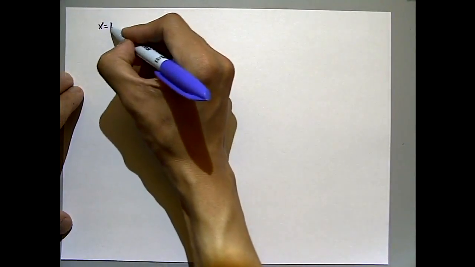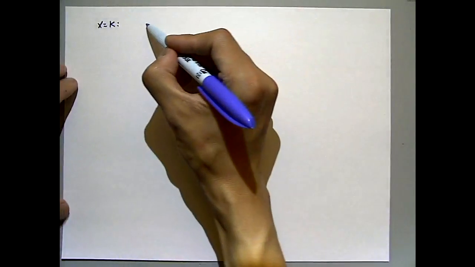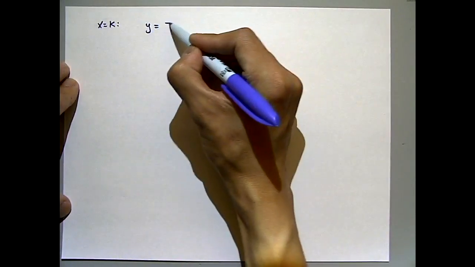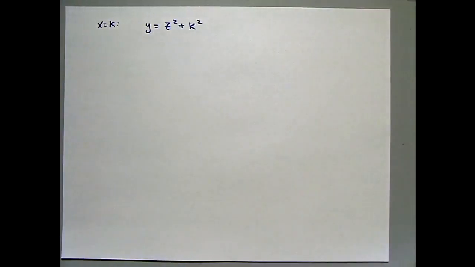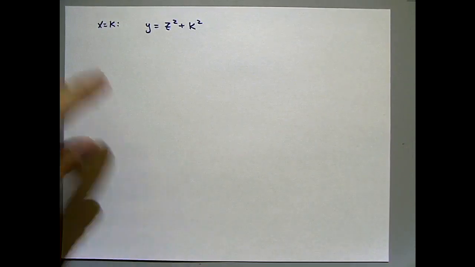Okay, so we did z and y equal to k. Lastly, let's look at x is equal to k. And we get, what do we get? We get y is equal to z squared plus k squared. And these are the same shape as z is equal to k, right? Same idea.